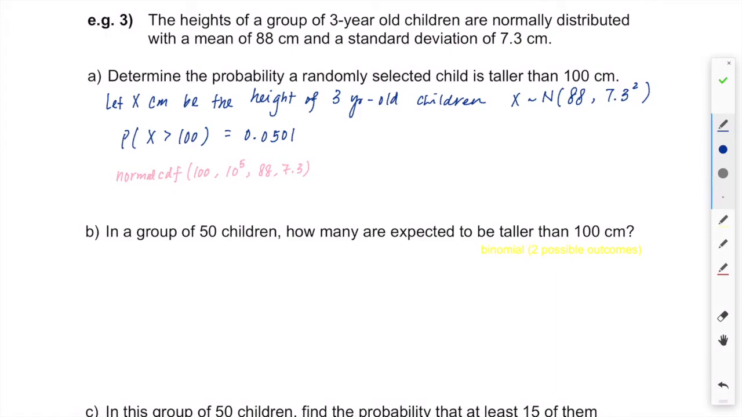So here we have this discrete random variable that deals with a set size, which is 50 children, with two outcomes, and the outcomes and the events are independent, because if one child is taller than 100 centimeters, it doesn't affect whether the next child I pick from the group is taller or shorter than 100 centimeters, right? So here, instead of thinking about a normal distribution, we are going back to binomial probability distribution.